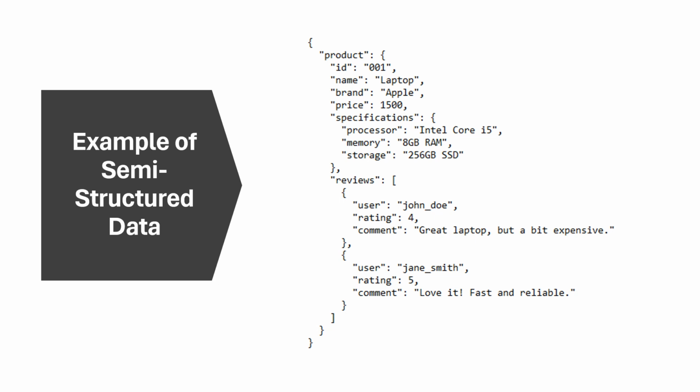The specifications field contains nested data with attributes like processor, memory, and storage exhibiting a hierarchical structure. The reviews field contains an array of objects representing user reviews, showcasing the evolving nature of the data as new reviews can be added over time.